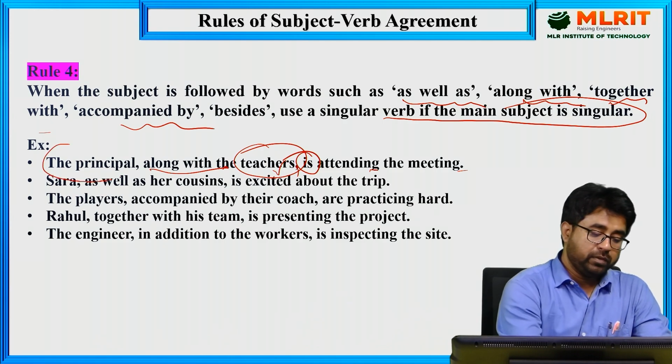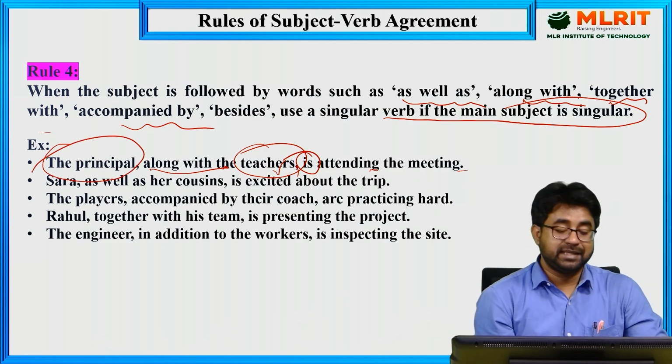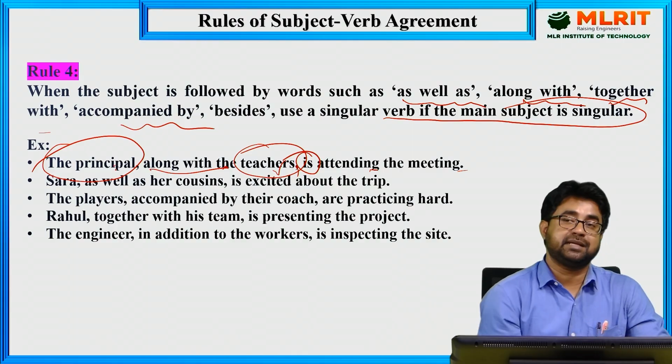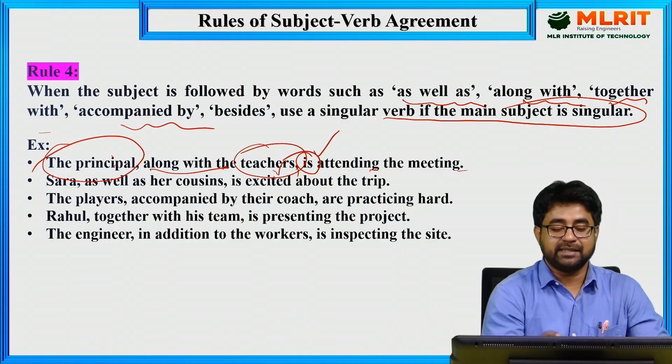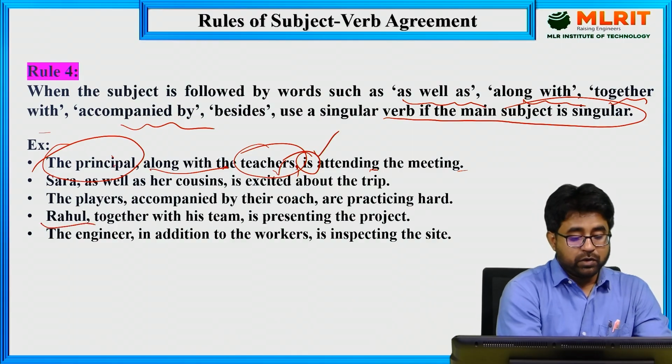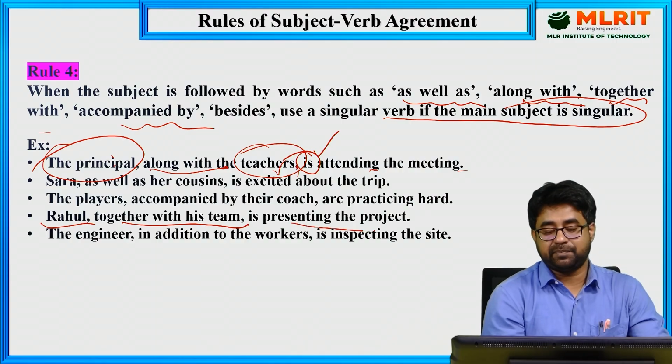You should not even look into the number of this particular subject. What you have to do? You have to check the number of the main subject of the sentence. So this is the main subject of the sentence. It is singular, hence it is. Rahul, together with his team, is presenting the project.